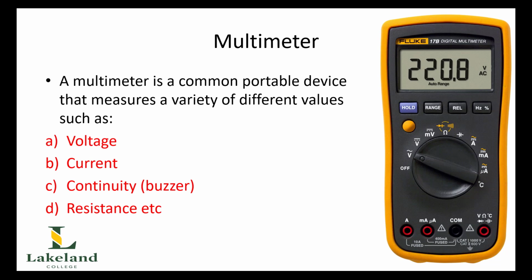At the top, you have the hold, range and frequency buttons, for example. So for hold, you can hold a reading on the screen, and for the range, you can adjust the range depending upon what it is you are reading. Ignore the next two buttons. We won't really be getting into relative or frequency themselves.